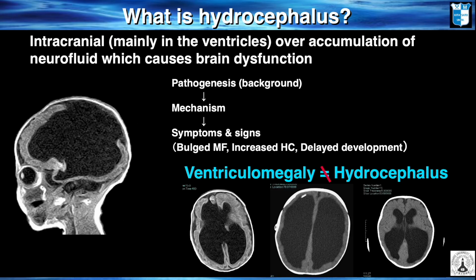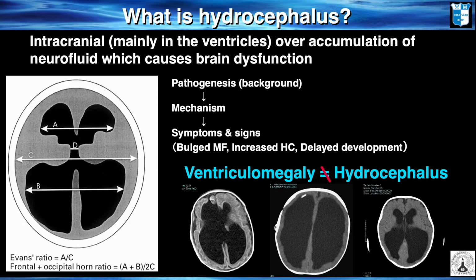Ventriculomegaly can be the result of atrophic change caused by some neurological disturbance, like inflammation. This can cause ventriculomegaly. And here are some indices that show the grade of ventriculomegaly. The Evans ratio has a normal range of less than 0.3, and for the frontal occipital horn ratio, the normal range is less than 0.4.